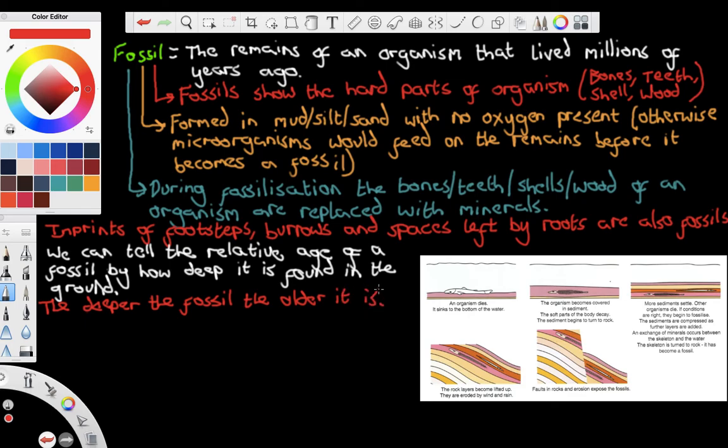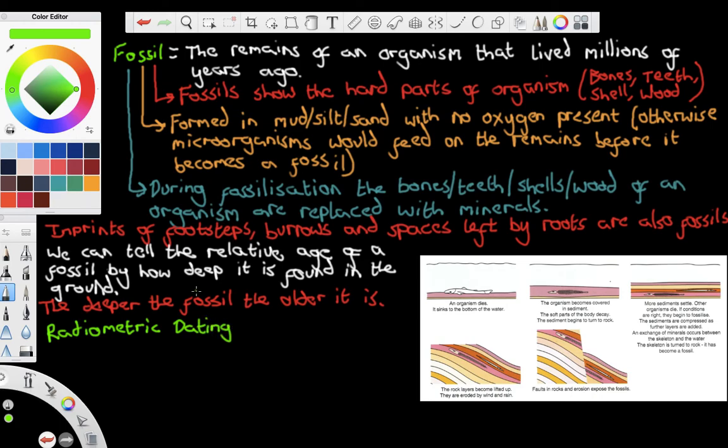Now, of course, this isn't a very accurate way of working out exactly how old a fossil is. If we want to work out how old a fossil actually is, we can use something called radiometric dating. And that's our final keyword today. Radiometric dating.